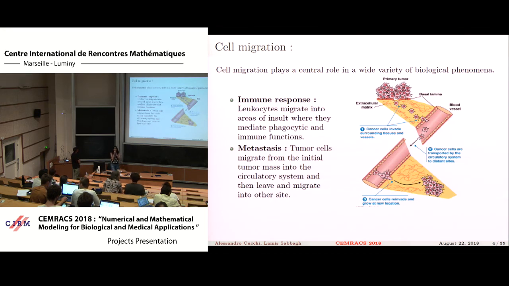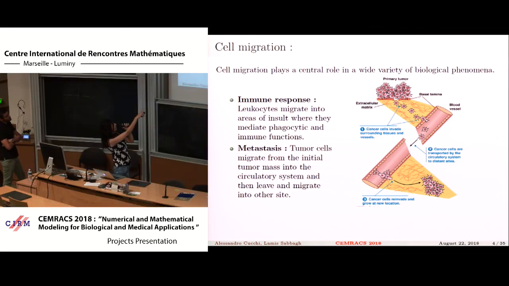So, cell migration plays an important role in a wide variety of biological experiments. For example, in immune response, leukocytes migrate to the areas of insult to mediate phagocytosis, and in the metastasis stage of cancer, tumor cells migrate from the primary tumor, circulate throughout blood vessels, and then migrate again toward a new site.